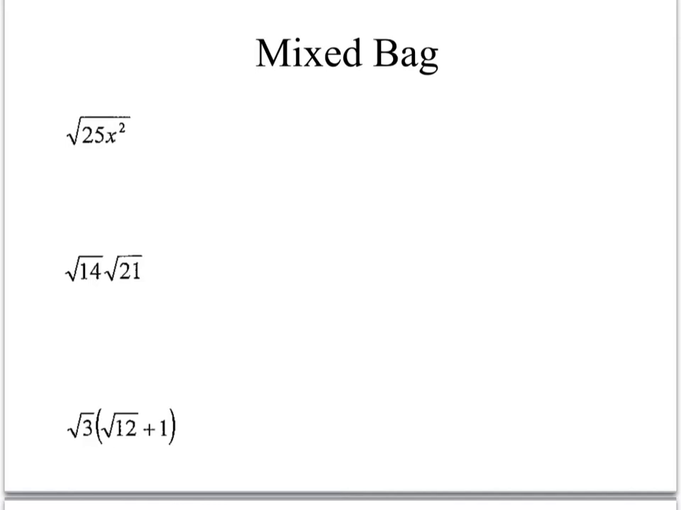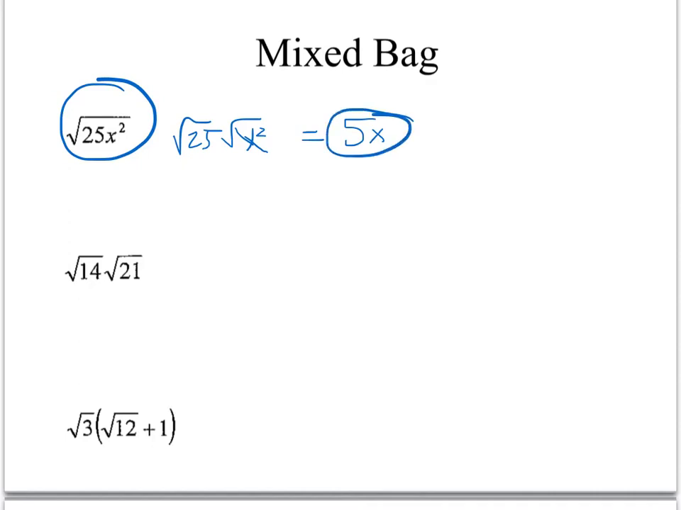These next few problems I've just called mixed bag problems. I'm going to try to give you a few tricks along the way to help you figure out some of the simplification of radicals a little bit easier and just some different rules and such along the way. Starting with the first problem, square root of 25x squared. Guys, basically this is root 25 times root x squared, both of which should be very simple to simplify. Square root 25 is 5, square root of x squared is x, therefore simplifying that would be 5x.